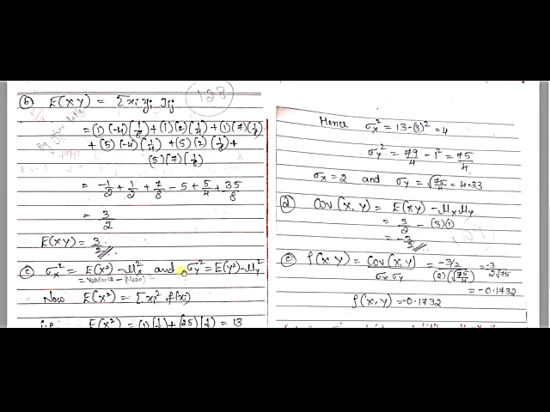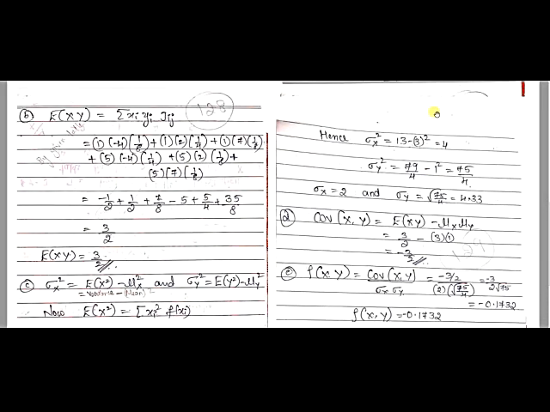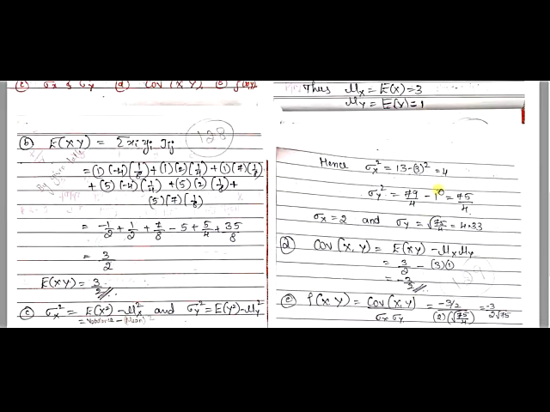Similarly, standard deviation y the square is E of y square minus mu y square. E of y square we found, that is 79 divided by 4, minus mu y square. Mu y is 1, that is 1 square. When you simplify this, you will get 75 divided by 4.